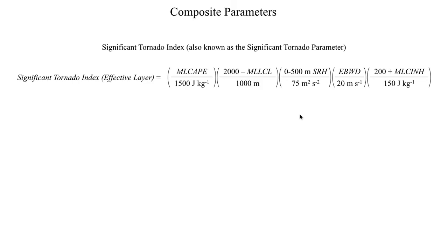So let's first start off with something that's probably of interest to most of us, and that is the significant tornado index, also sometimes referred to as the significant tornado parameter or STP. And the calculation for that is shown up on the screen here.